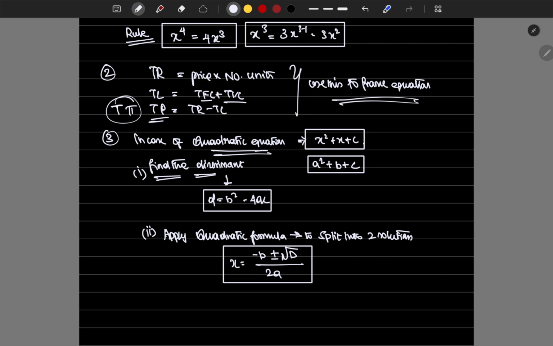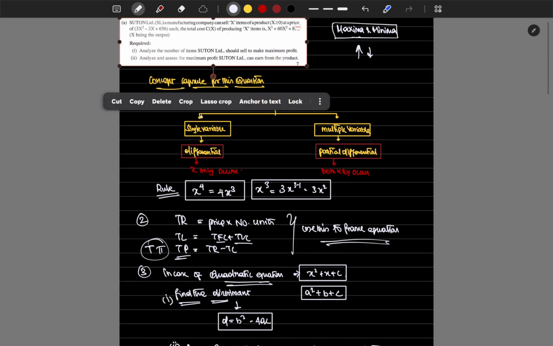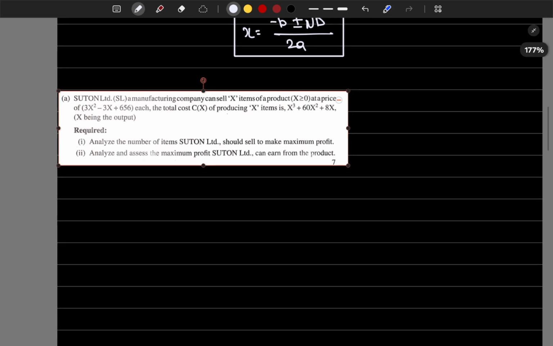Then x is equal to minus b plus or minus the square root of D, over 2a. We do it one time for plus and one time for minus, and then we get the two x values. That's it. This is what we have to know for this question. Once we know this, we're ready to solve the question. Let's quickly take up the question.